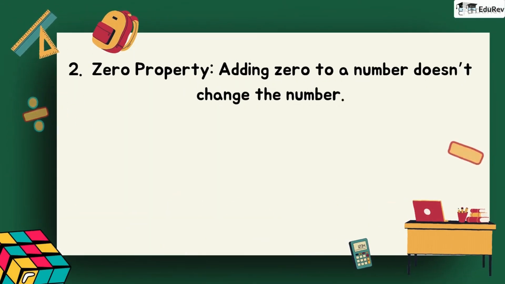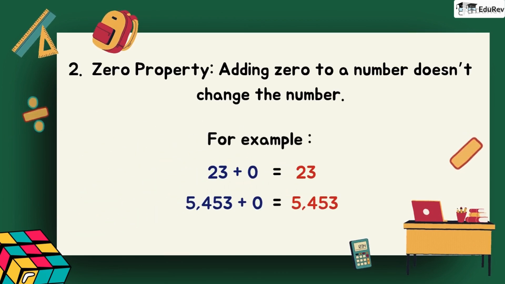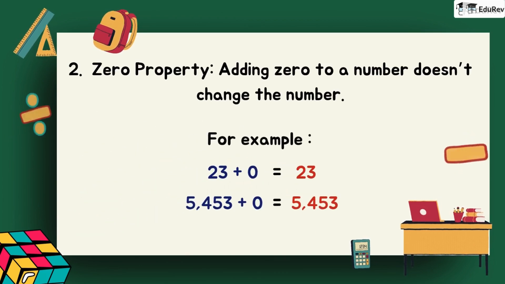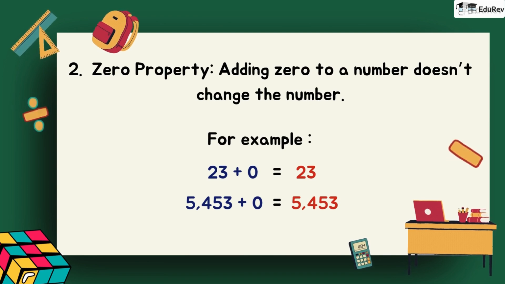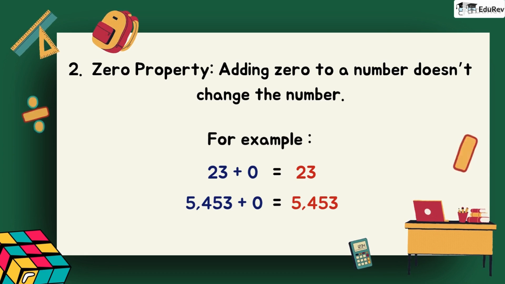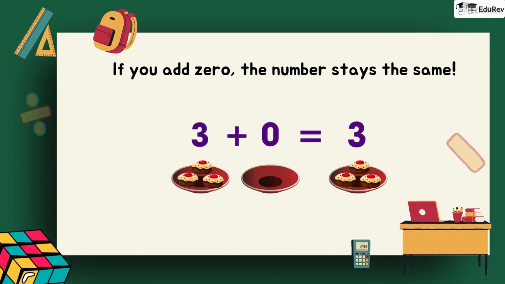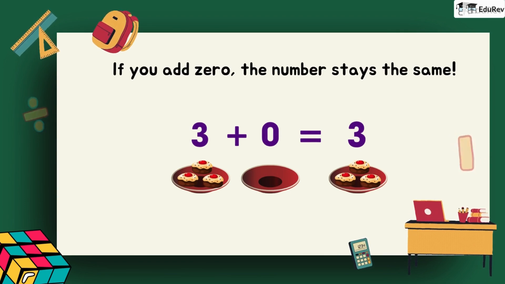Zero property: adding 0 to a number doesn't change the number. For example, 23 plus 0 equals 23. 5,453 plus 0 equals 5,453. If you add 0, the number stays the same. 3 plus 0 equals 3.